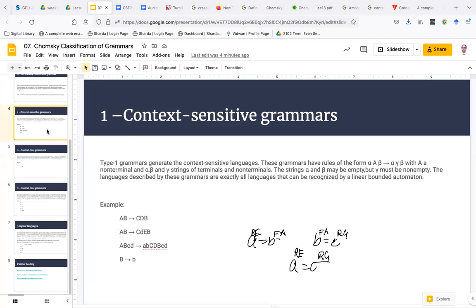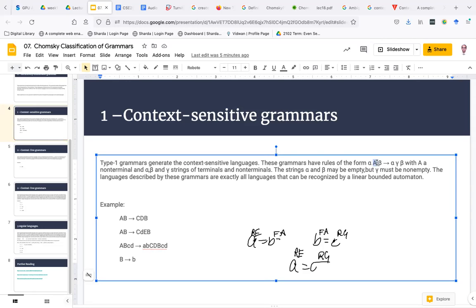ठीक है. Next is context sensitive grammar. Type 1 grammar, they generate context sensitive. They are of the type rule of the form alpha, capital A, and then beta, and at the right hand side there is no non-terminal. Alpha, beta, and gamma are strings of terminals or non-terminals. The strings of alpha and beta may be empty, but gamma cannot be empty.